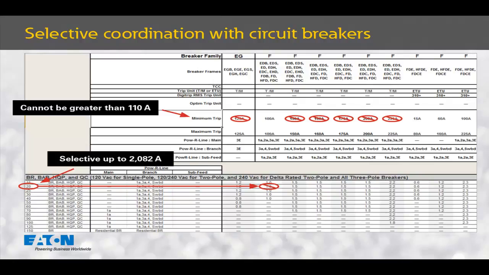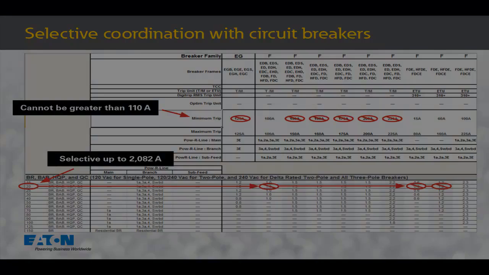This pair selectively coordinates up to 1000 amps, which is not greater than or equal to 2082 amps. This pair is not adequate. The next device I come to is the 160 amp frame F-frame circuit breaker with an electronic trip unit that can be adjusted down to 16 amps. This pair of devices will selectively coordinate up to 600 amps. This too is not adequate. The next device is the 160 amp frame circuit breaker that can be adjusted down to 60 amps. This pair selectively coordinates up to 1200 amps.